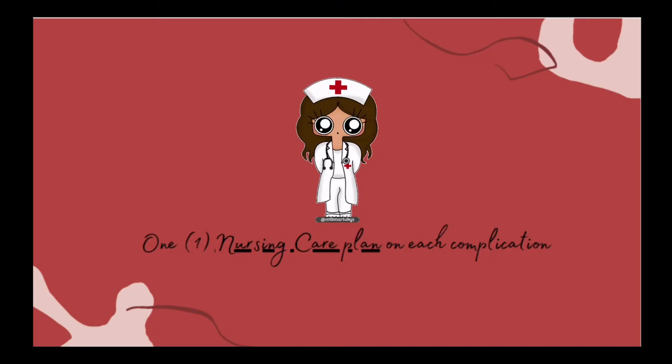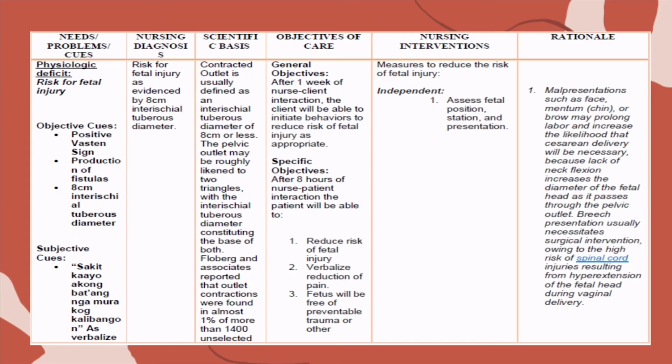Let us now move on to one nursing care plan for outlet contraction. For the needs, problems, and cues: physiologic deficit, risk for fetal injury. For the objective cues, it's the positive Vasten sign, production of fistulas, and 8 cm interischial tuberous diameter. For the subjective cues, "Sakit kaayo akong batang nga mura kog kalibangon," as verbalized by client. For the nursing diagnosis, risk for fetal injury as evidenced by 8 cm interischial tuberous diameter.